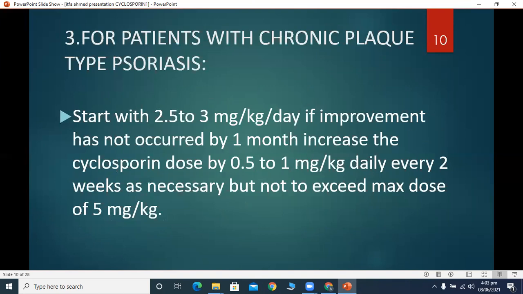The third category is for patients with chronic plaque type psoriasis. Start with 2.5 to 3 milligram per kg per day. If improvement has not occurred by 1 month, increase the cyclosporin dose by 0.5 to 1 milligram per kg daily every 2 weeks as necessary, but not to exceed the maximum dose of 5 milligram per kg.